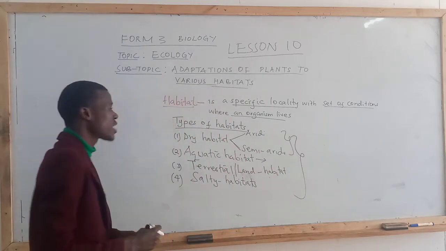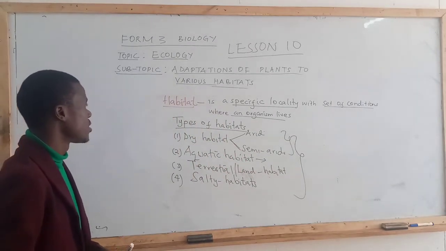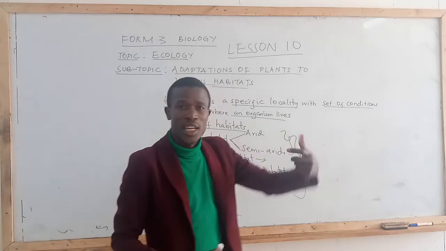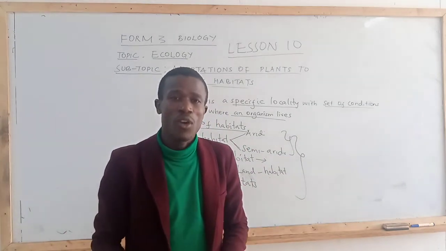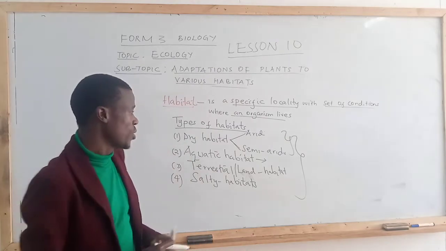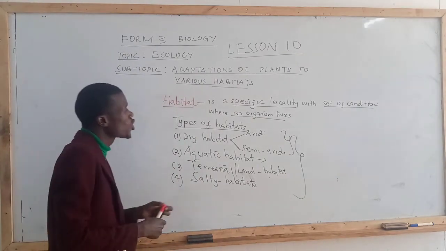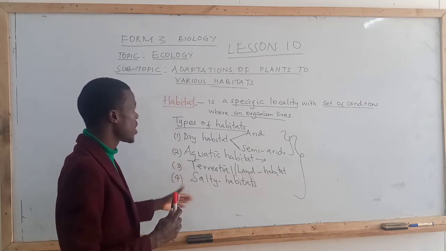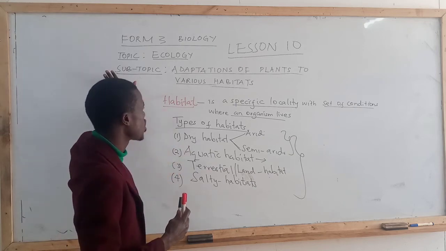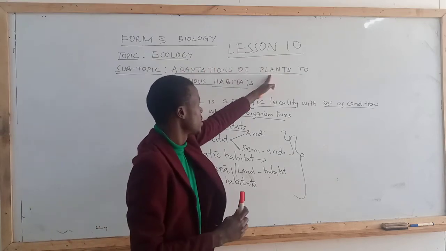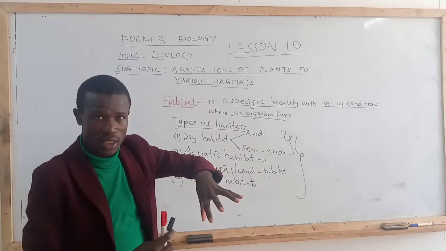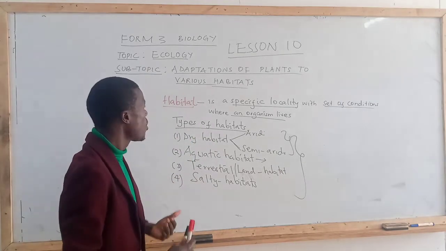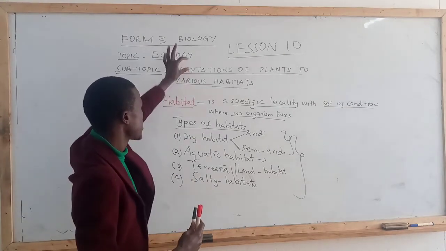So students, these are the common types of habitats we have, and as I've mentioned, every habitat has got a set of conditions that will necessitate the survival of that particular organism which actually lives there. Now, back to our subtopic, adaptations of plants. What are these plants which can survive in these habitats? But before we go to the plants, let us look at the adaptation.